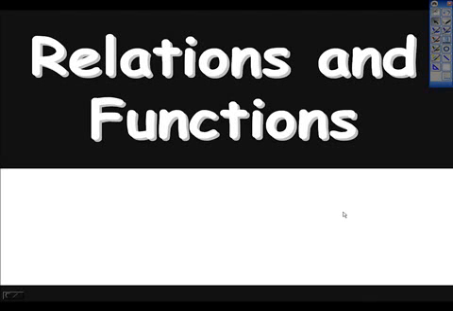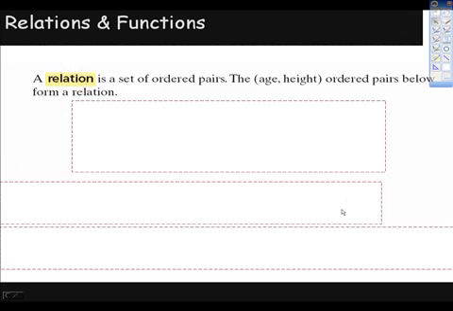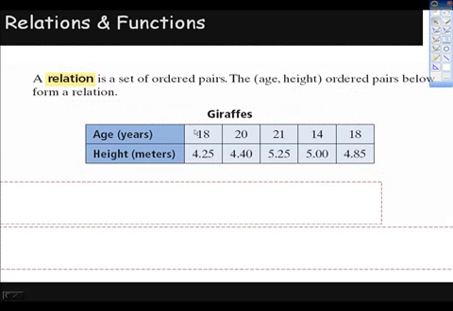This lesson is titled Relations and Functions. A relation is a set of ordered pairs. The age and height ordered pairs below form a relation.